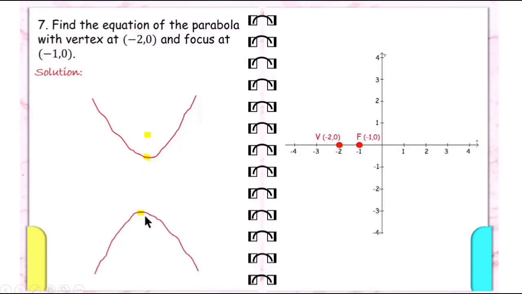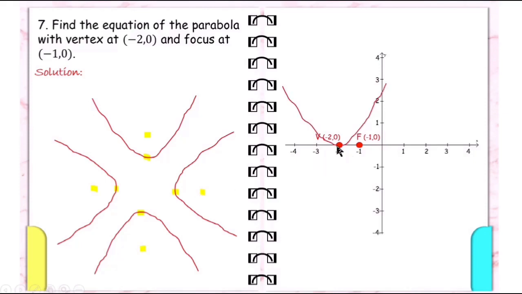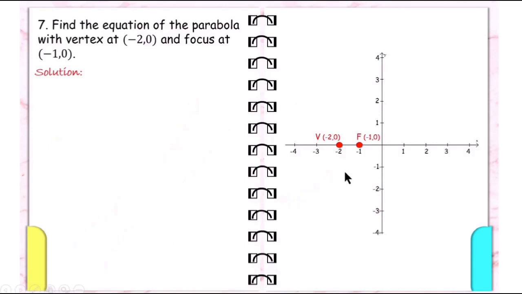Kung downward, the focus is below the vertex. Pag left, nasa left side din ni vertex ang focus. At kung right, nasa right side ni vertex ang focus. So dito, if we draw a parabola opening upward, the focus is not above the vertex. Pag downward, wala dito ang focus. At pag left, wala din dito ang focus. Therefore, this is a parabola opening to the right.